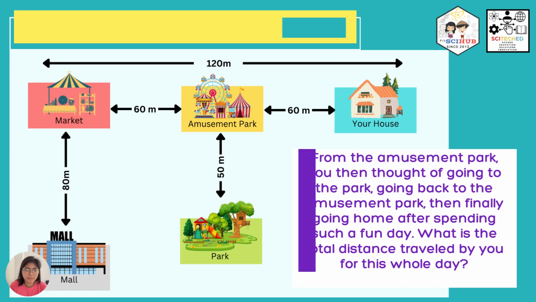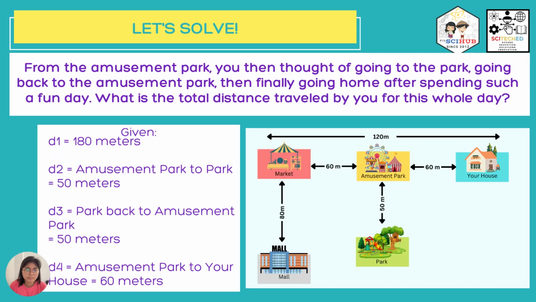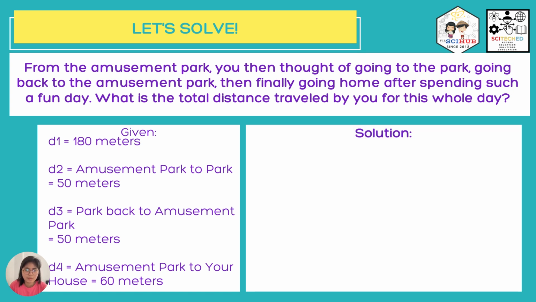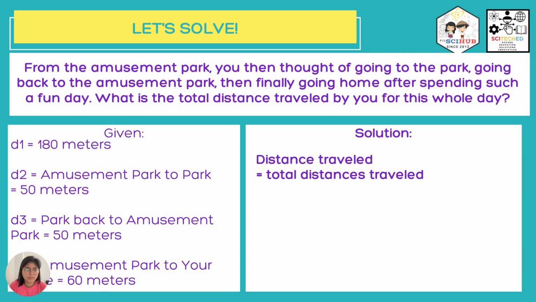Okay, so that would be 180 meters from the previous problem. Distance 2 would be 50 meters, amusement park to the park. Then from the park to the amusement park, you have 50 meters again. Then amusement park going back to your house, that is 60 meters. Now to solve this, you just have to put the solution.